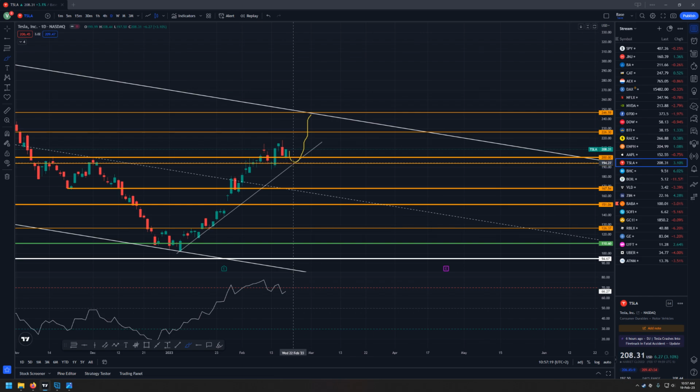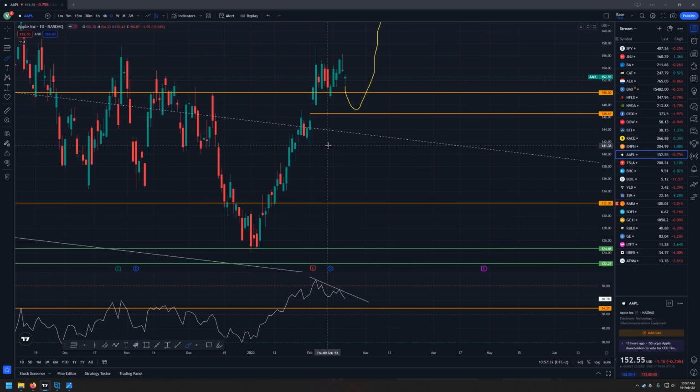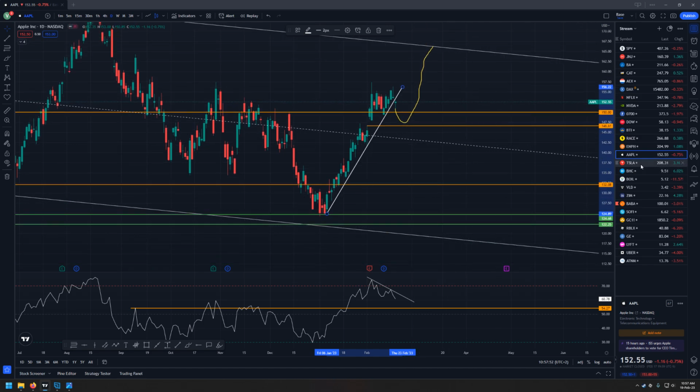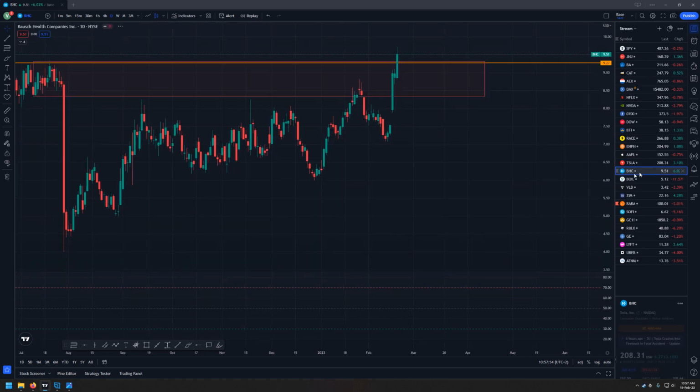So for this to be invalidated, we would have to have a close below 193 for Tesla. So basically break below this trend line here. And Apple, sort of similar. Sorry, this is a huge trend. We close below it, but it won't matter that much if we bounce off after this gap fill here. Tesla, you got the idea.